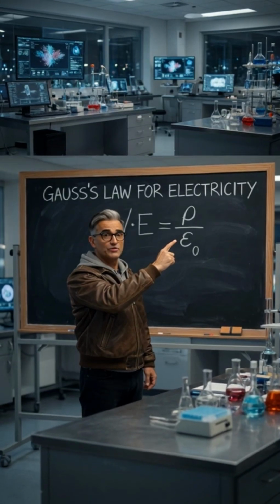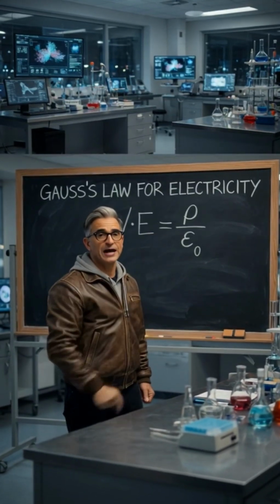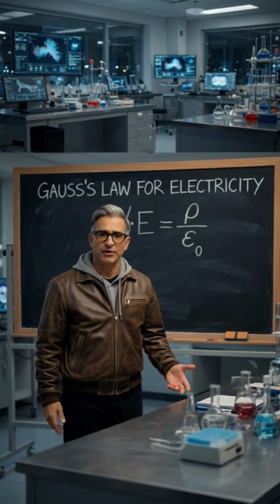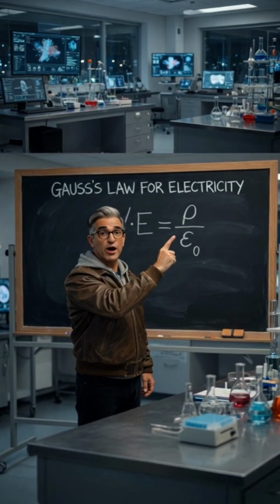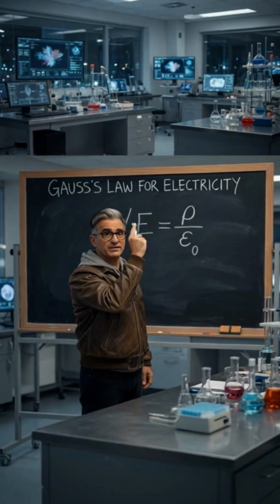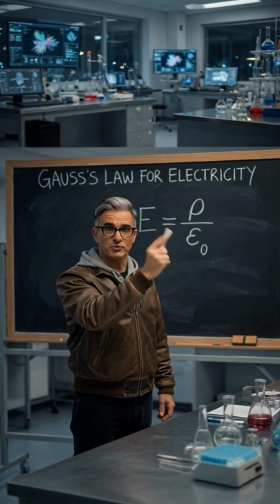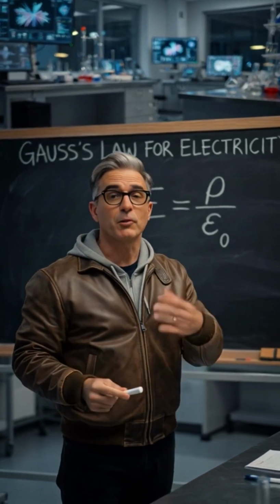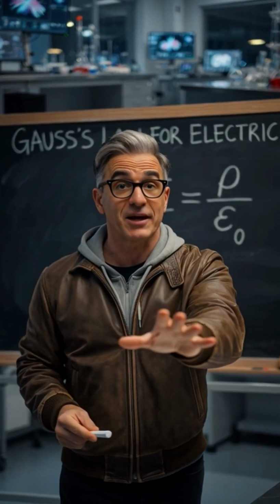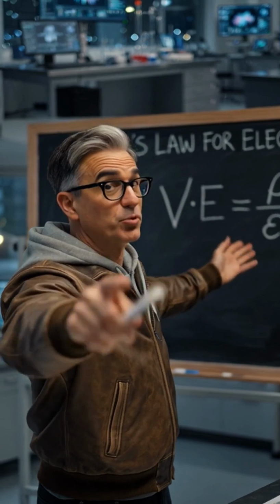Of the four Maxwell equations, the first belongs to Carl Friedrich Gauss, one of the greatest mathematicians who ever lived. Gauss's law for electricity is simple to write, but profound to understand. It tells us that electric charges are the sources of electric fields. Positive charges create fields that point outward, negative charges create fields that point inward. But let me show you, not with equations, but with something you can see.